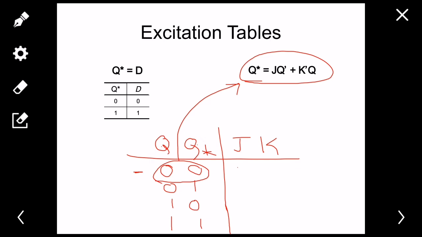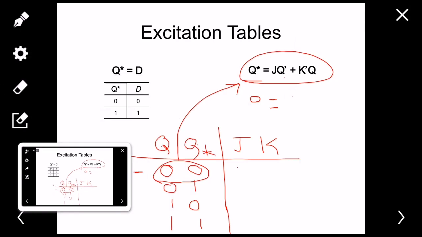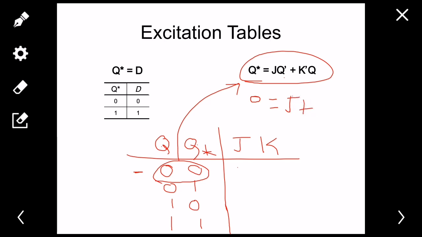So the value of Q star is 0. Okay, fine. So I'll put 0 here, is equal to, and Q is also 0, so that means this will be 1. So this remains J, and Q is 0, so this becomes 0. So your J is equal to 0. At this point you get the value of J is equal to 0.